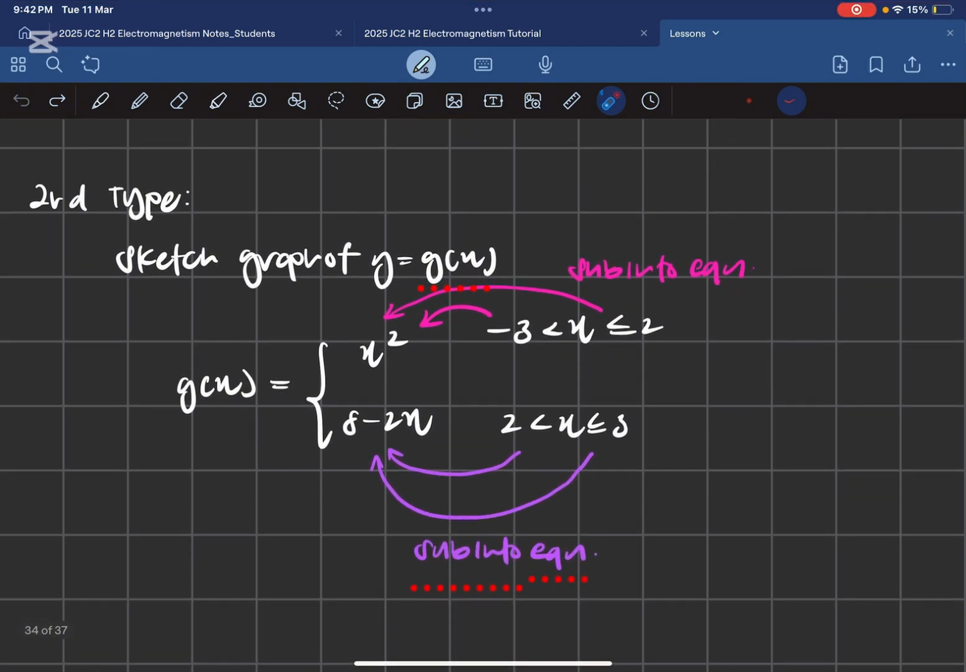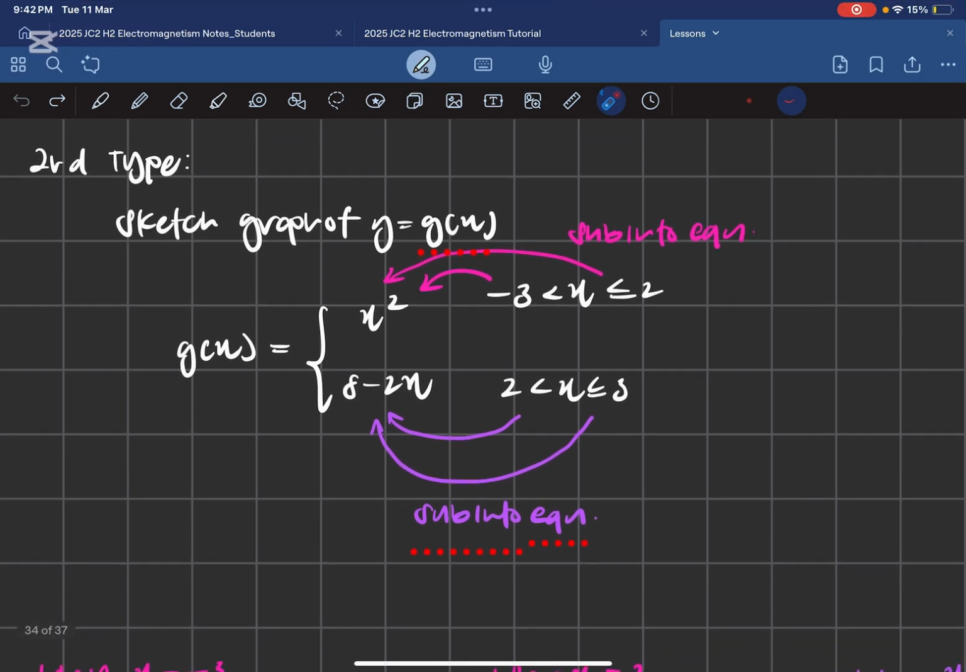This one, by the way, is to draw dots here later, but just take note first. Then now I'm going to sub in 2. Okay, 2, then just 4, but you see this inequality, it says equal to, so it's going to be your closed circles.